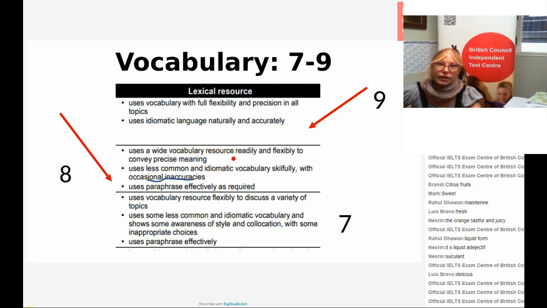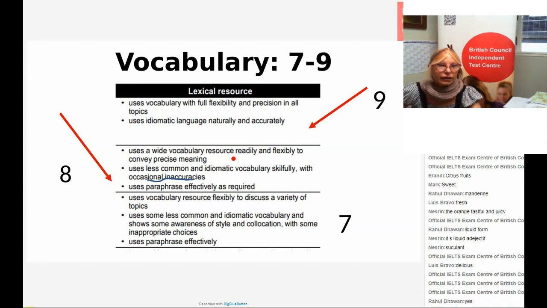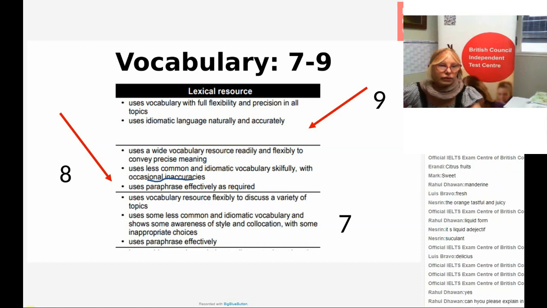Are there any questions at the moment about vocabulary for those higher scores? Any questions? Yes. Raul. An idiom? Sure. Off the top of my head?